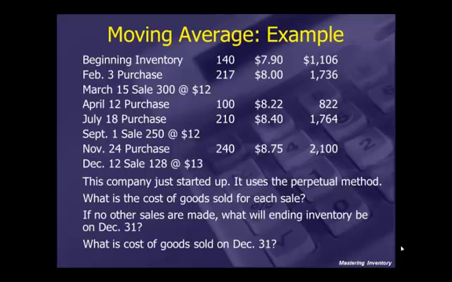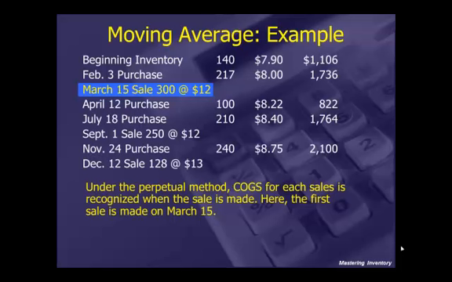So we want to know what is the cost of goods sold for each sale. If no other sales are made, what will ending inventory be on December 31st? And what is the cost of goods sold on December 31st? So the way we handle this one is going to be a little different than we did the periodic. All right. Under the perpetual method, cost of goods sold for each sale is recognized when the sale is made.